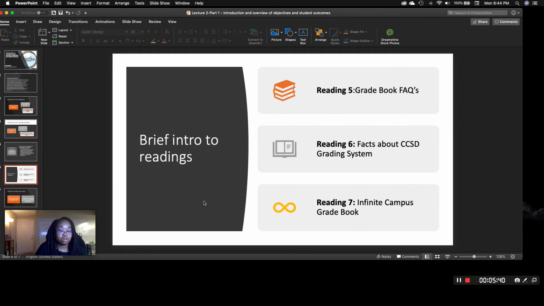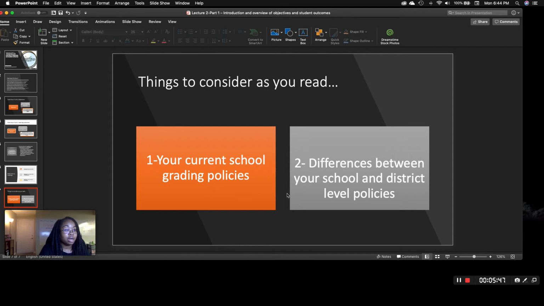And it is really to keep you informed and help you to navigate the current teaching environment that you're in within the district. Things to consider: 1, your current school grading policies, and 2, differences between your school and district level policies, because we'll see at the end of this that sometimes school districts or schools can put into place certain things that seem good but have a different impact on student progress and also achievements.